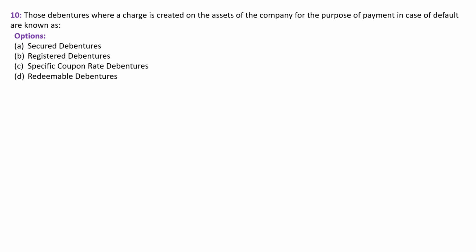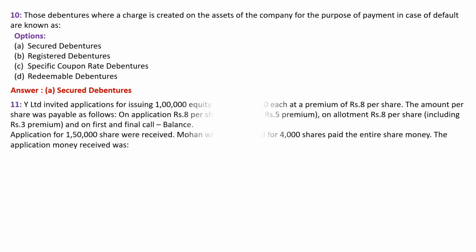A. Secured debentures. B. Registered debentures. C. Specific coupon rate debentures. And D. Redeemable debentures. So as this debenture has a charge on the assets, that means in case of default, the debenture holders can sell the assets and take their money. So in that case, the answer is A, it is secured debentures. They are secured by the assets of the company.